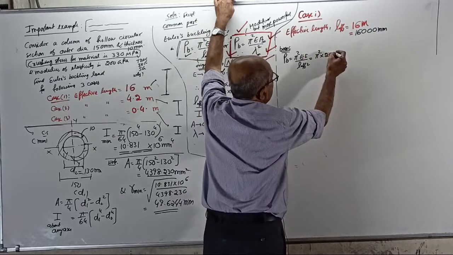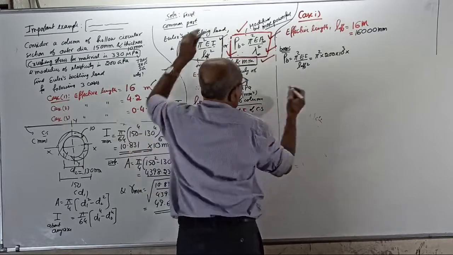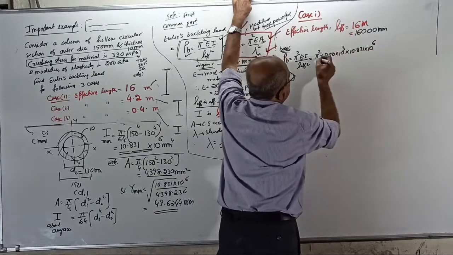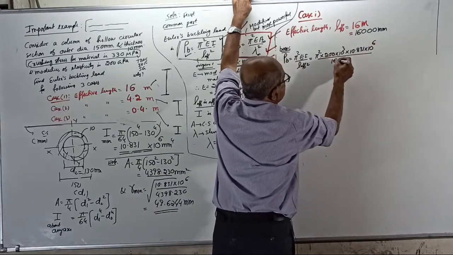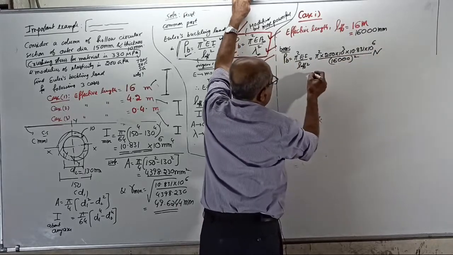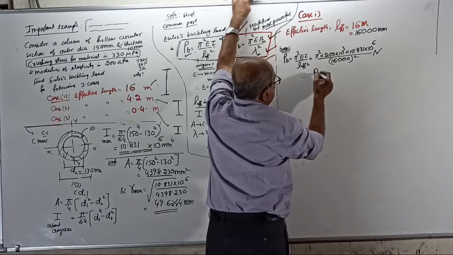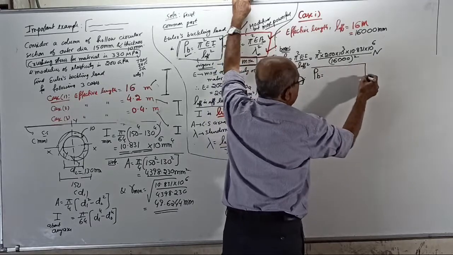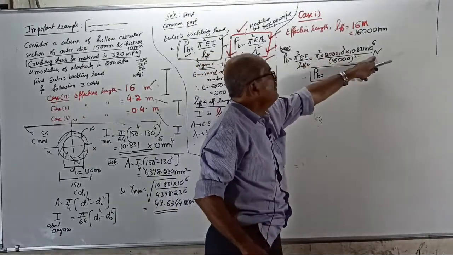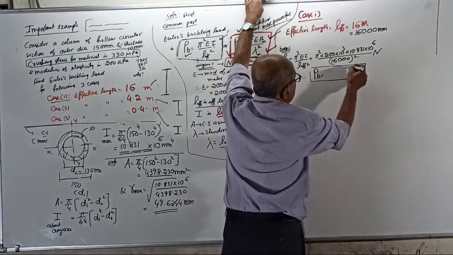E is 210 to the power 3, into I is 10.831 into 10 to the power 6, divided by L effective, 16,000 square. The answer will come in Newton, but convert to kilonewton. Since the substitution is in newtons and millimeter, the buckling load will come in Newton. Divide by 10 to the power 3 to get kilonewton.